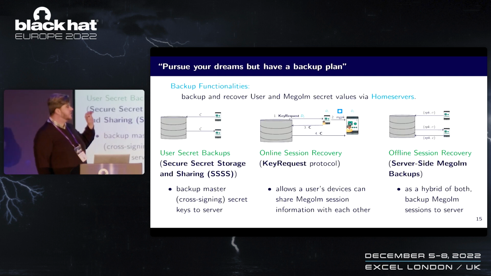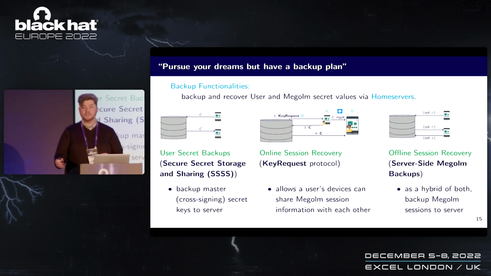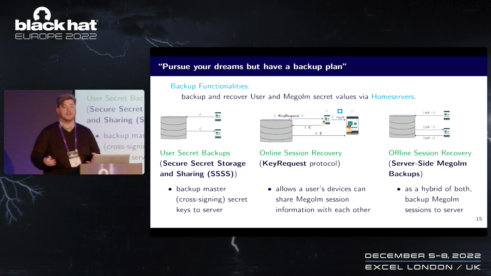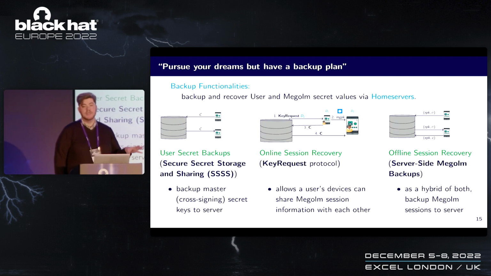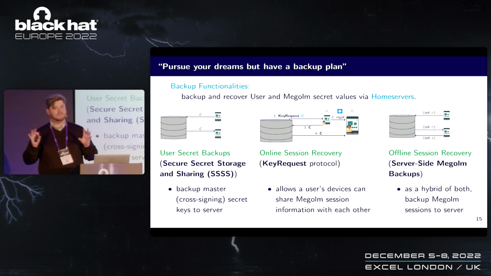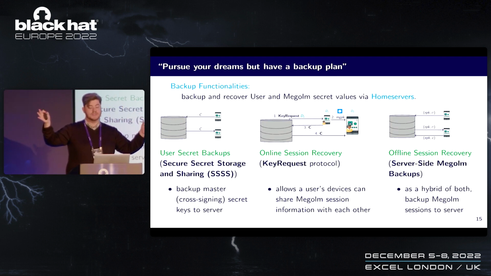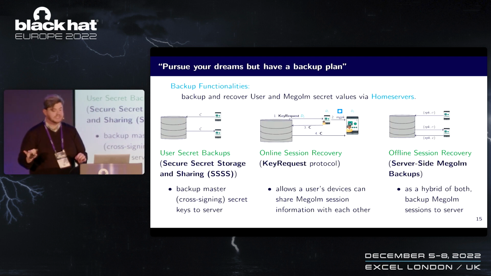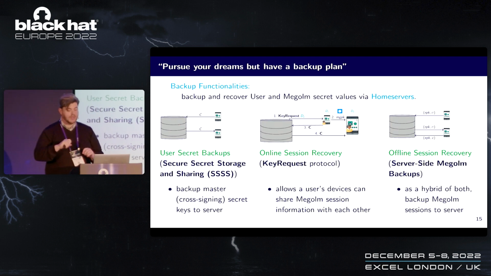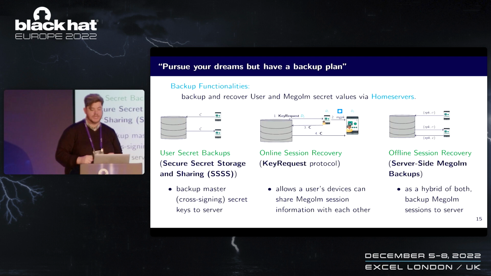Okay, so that's the core functionality of Matrix. What about the backup functionality? So Matrix is interesting. It allows you to be able to recover from device loss by backing up your secrets. And as we saw before, there are essentially two big sets of secrets. There's the user secrets that enable the web of trust, and then there's the Megolm session secrets that enable actual group communication within the room.